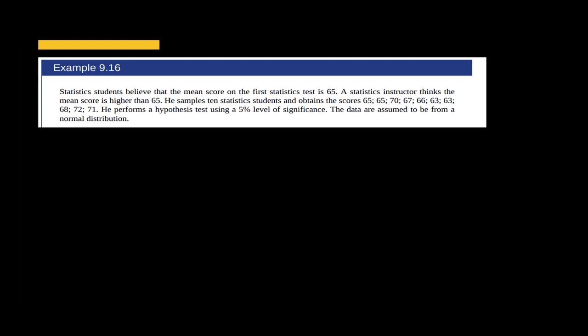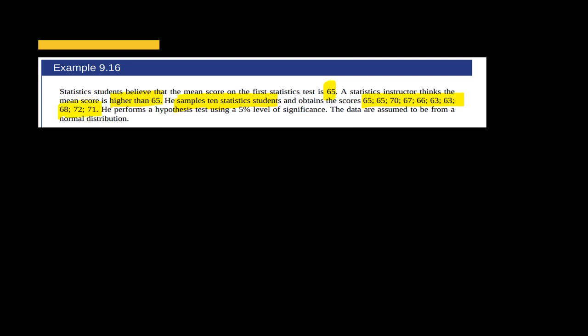Statistics students believe that the mean score on the first statistics test is 65%. Okay, so that's what the students believe. The instructor thinks that the mean score is higher than 65%. Well, the instructor has access to all of the data, so he could just look at them all, but maybe he wants to create some sort of exercise for the students, so he doesn't just look at them all. He samples 10 statistics students, and he obtains these 10 scores here.